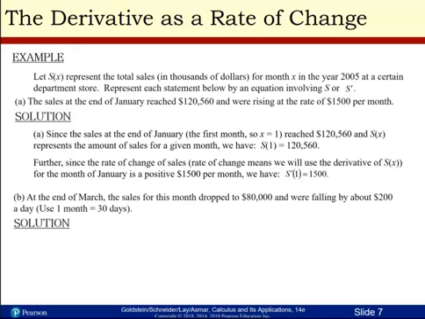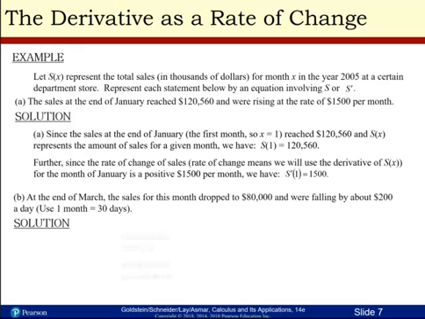Nice. So we're going to play again. At the end of March, so that would be x equal 3, the sales for this month dropped to 80,000 and were falling by about $200 a day. Use 1 month equals 30 days.